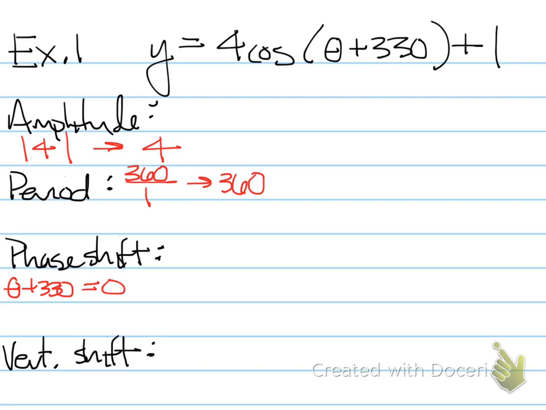For the phase shift, we want to take the entire quantity inside of the parentheses and set it equal to 0. When we do that, we get theta equals negative 330. So that tells us that it's going to be shifted 330 degrees to the left. And then we are adding 1 outside the parentheses, so that would indicate a shift up of 1 unit.